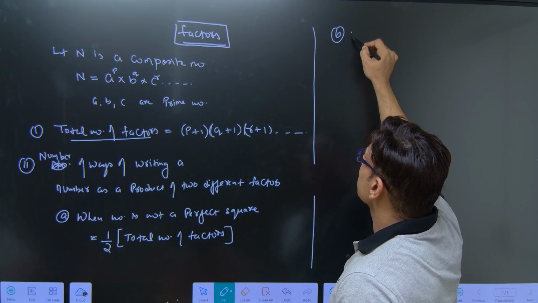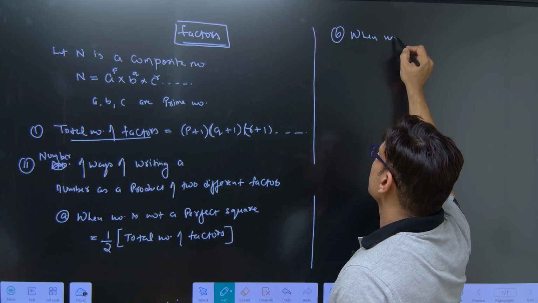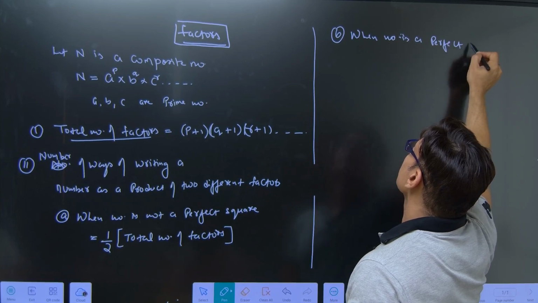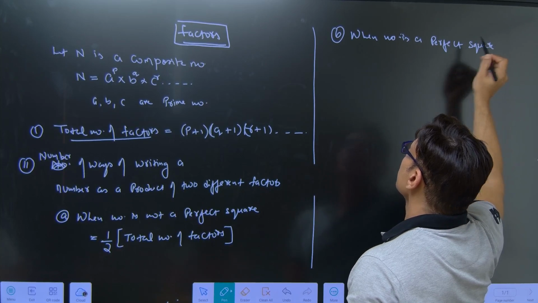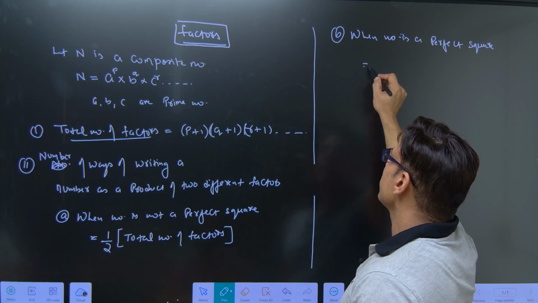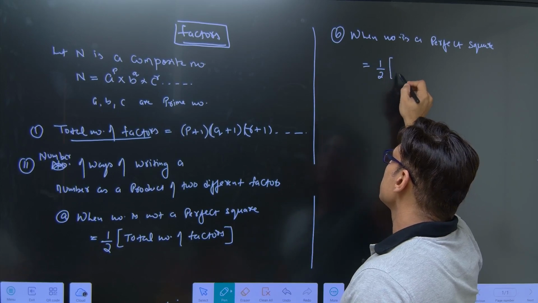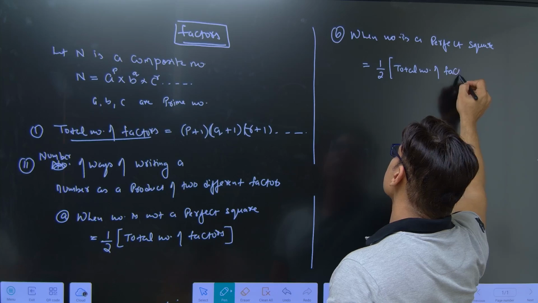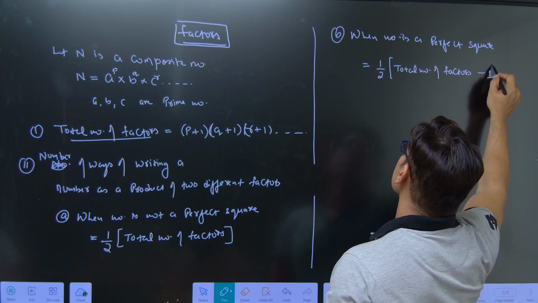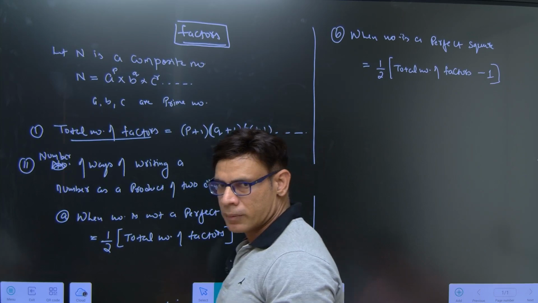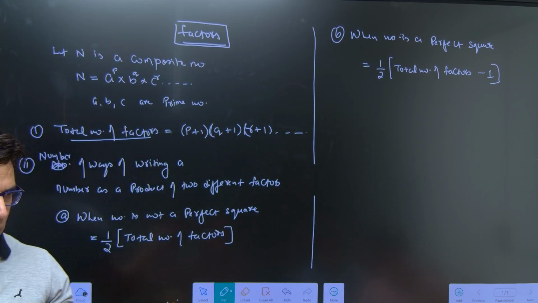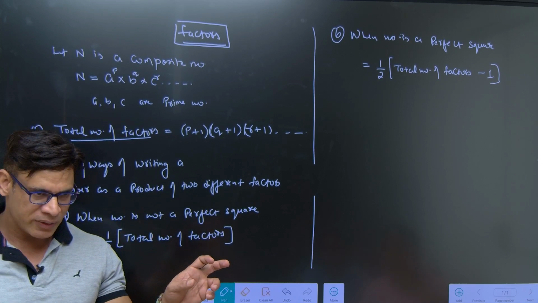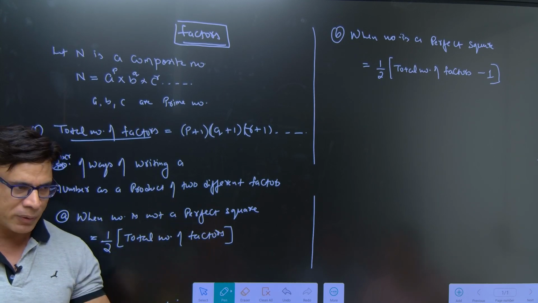Second case is when the number is a perfect square. Then the number of ways is nothing but half of the total number of factors minus 1, then divide by 2. First you find out the total number of factors. For a perfect square, the total number of factors will be odd. Odd minus 1, even, and then divide by 2.